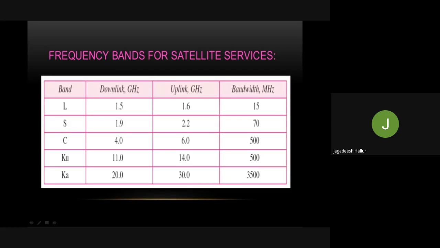And Ka band is 20 gigahertz for downlink and 30 gigahertz for uplink, and the bandwidth increases as the satellite height goes on increasing. The bandwidth is 3500 megahertz. These are the frequency bands used for satellite services. What are the services it is going to give? One is fixed satellite service, broadcast satellite service, and mobile satellite services. All these services it is going to give only because of these frequency bands.